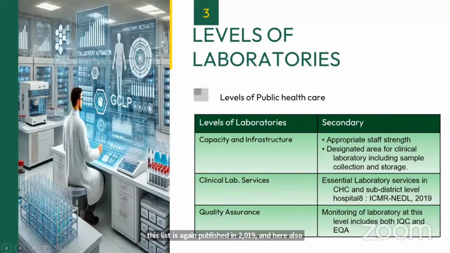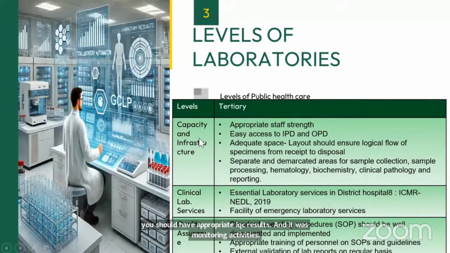Then there is a third layer, or tertiary level. Here the capacity and structure include appropriate staff strength and easy access to OPD and IPD. There should be an adequate layout, with logical flow for sample receiving and sample disposal. There should be a separate demarcated area for sample collection and sample processing in hematology, biochemistry, clinical pathology, and reporting. Services should be available as per the ICMR guidelines, NEDL 2019.